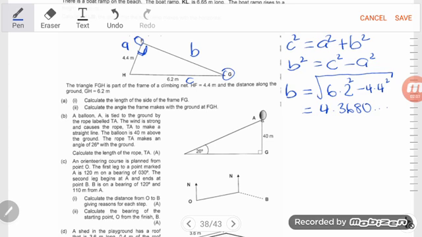4.3680 blah blah blah. Okay, now we're going to round this. Now they've rounded everything here to one decimal place. So we need to cut it off here. And the number after the line is 6, so we round up. So 4.4 meters to one decimal place. Okay, so that's the length.